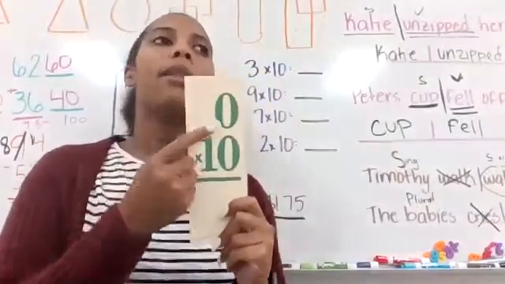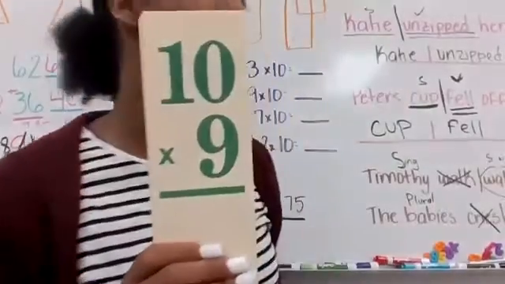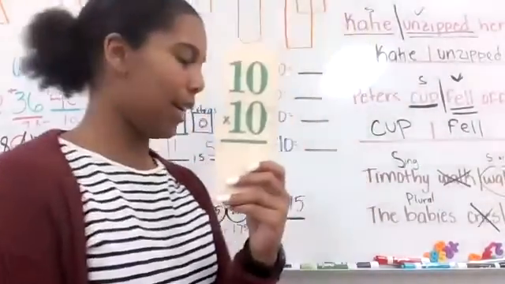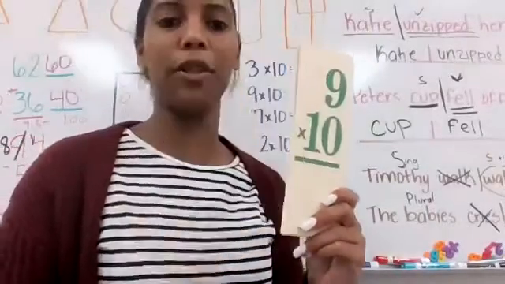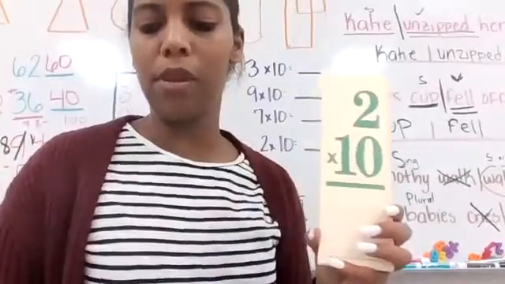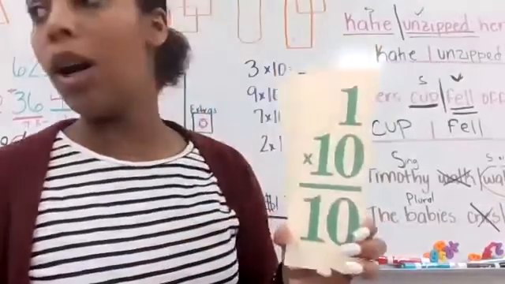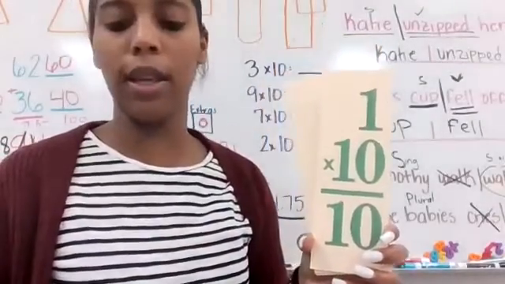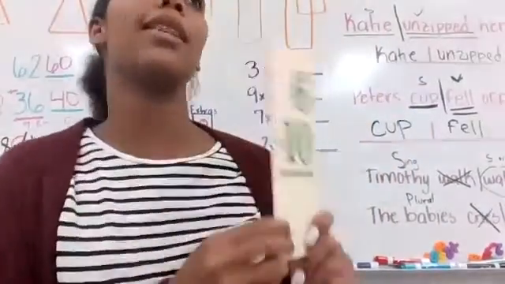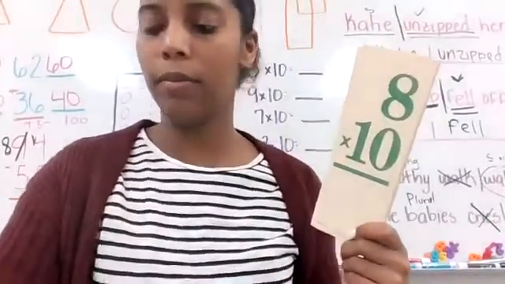So let's begin. 0 times 10 equals 0. 10 times 9 equals 90. 10 times 10 equals 100. 9 times 10 equals 90. 2 times 10 equals 20. 1 times 10 equals 10. 6 times 10 equals 60. 8 times 10 equals 80.